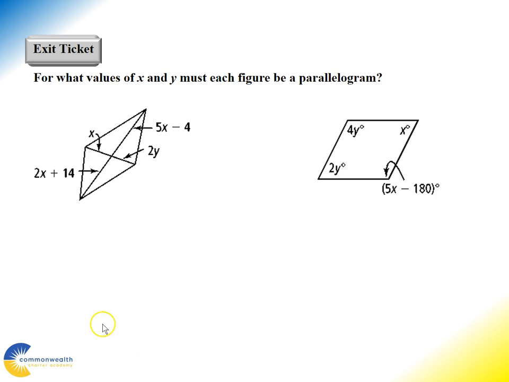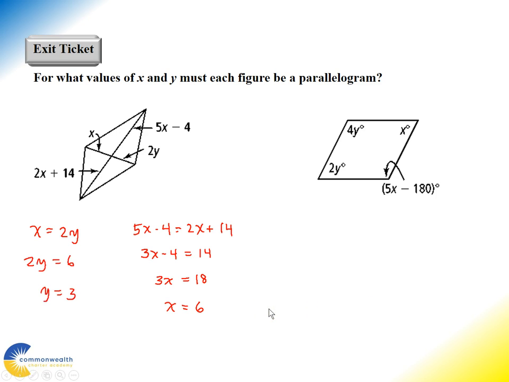So I note that x equals 2y, but I do note also that 5x minus 4 equals 2x plus 14. And I solve this second equation. So I subtract 2x from both sides, I add 4 to both sides, and I divide both sides by 3 to get that x equals 6. And now that I know that x equals 2 times y, I know that 2y equals 6, so y has to be 3.